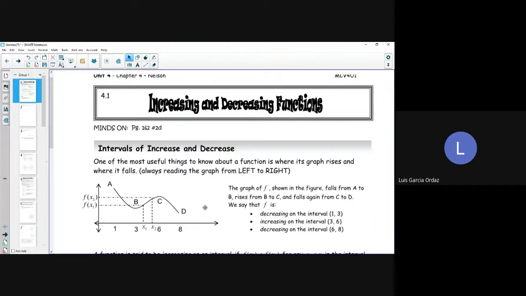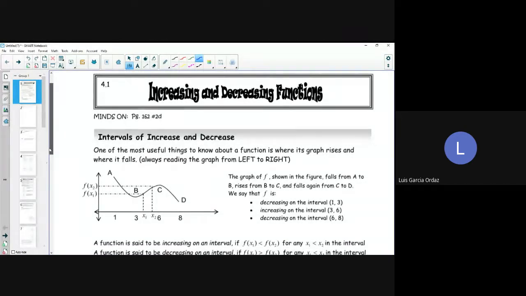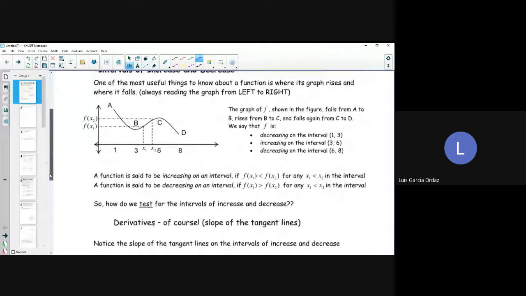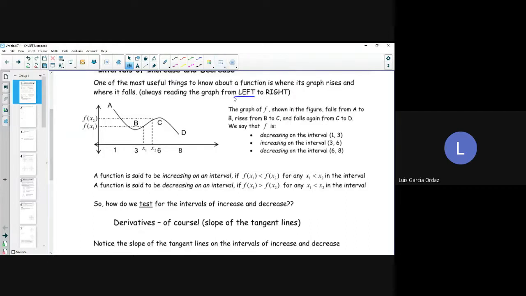So we're going to be talking about intervals of increase and decrease. As you guys know, intervals of increase is when the graph seems to be going up, and intervals of decrease is when the graph seems to be going down or has a negative slope. One of the most useful things to know about functions is where its graph rises and where it falls. Remember, always read the graph from left to right. It's like reading a book from left to right.